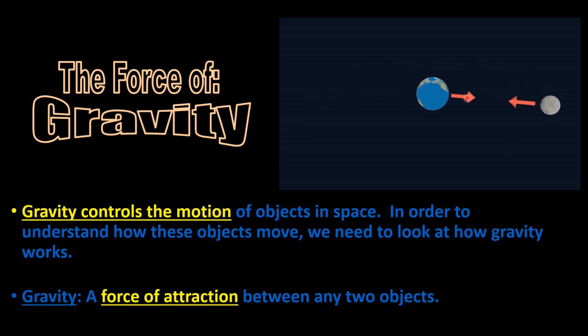These arrows are basically what we call force vectors. And we're seeing that the moon has a pull of gravity that is acting on the Earth, and the Earth has a pull of gravity that is acting on the moon. And the Earth's gravity in this case is going to be more dominant because it's a more massive object. And that's why the moon is orbiting the Earth and not the other way around.